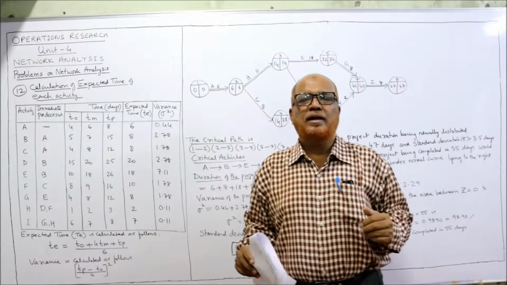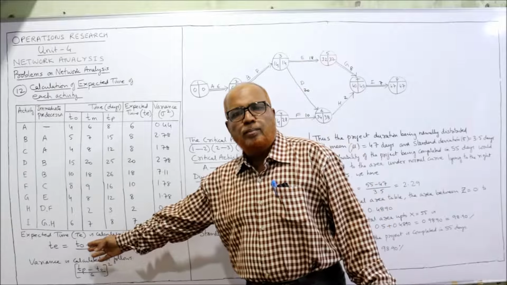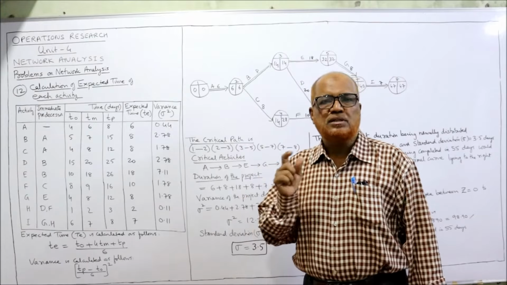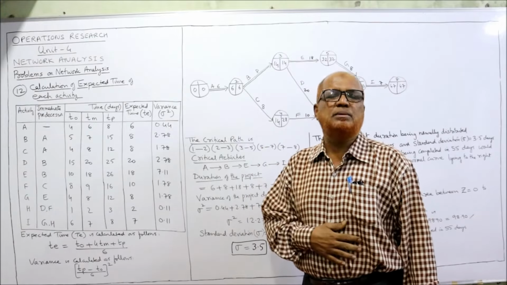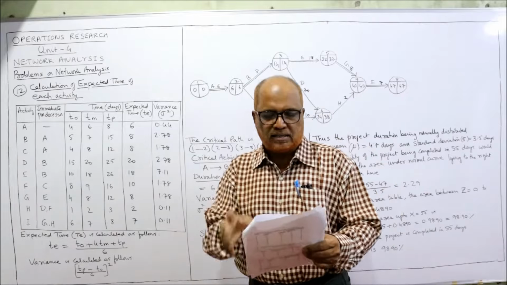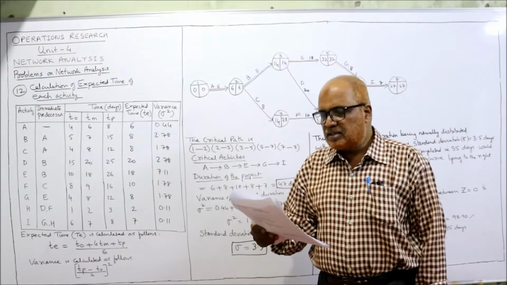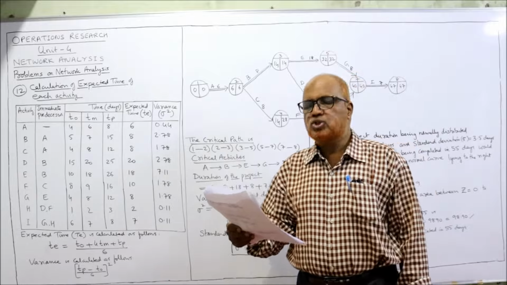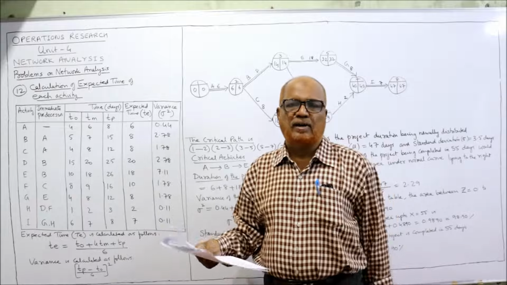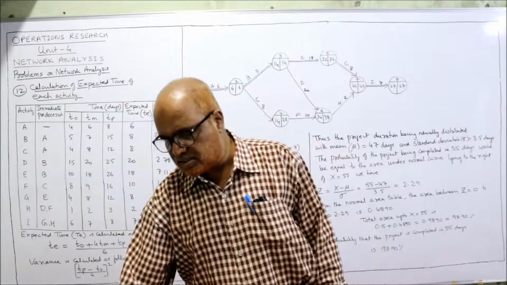In the previous videos, I've explained the formula for calculating TE values. Here also I am explaining: TE = (TO + 4TM + TP) / 6. TO is optimistic time, TM most likely time, TP pessimistic time, right? So we have to convert these 3 time estimates into one expected time. Construct an arrow diagram for this problem. We have to make the network diagram. Determine the critical path and compute the expected completion time. For finding the critical path, we need EST and LFT values. And determine the probability of completing the project in 55 days.